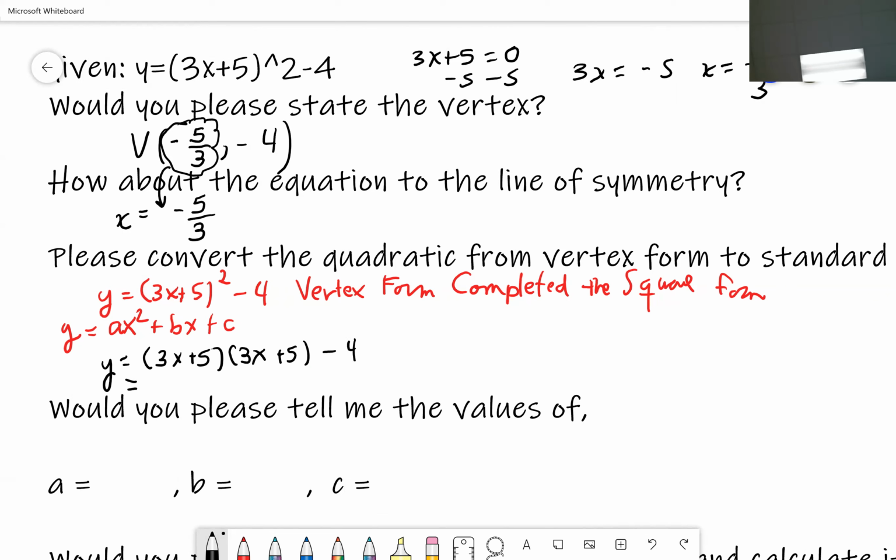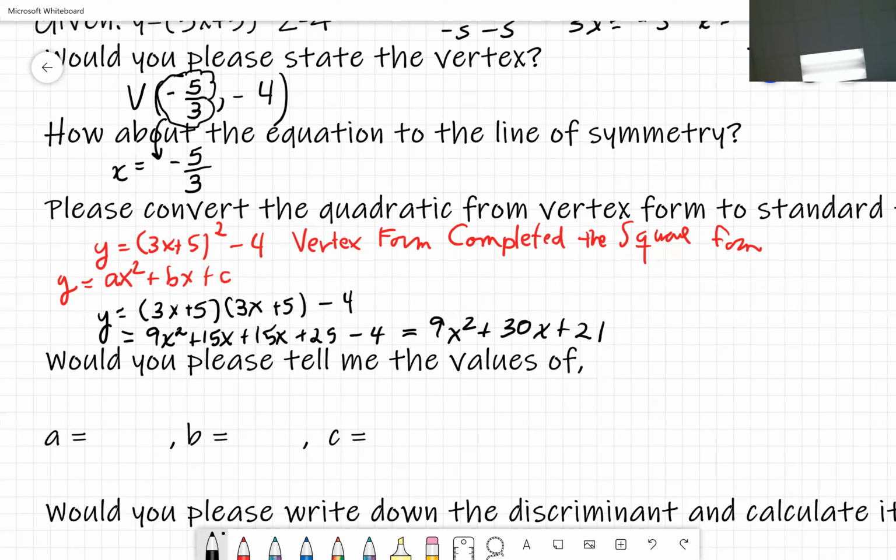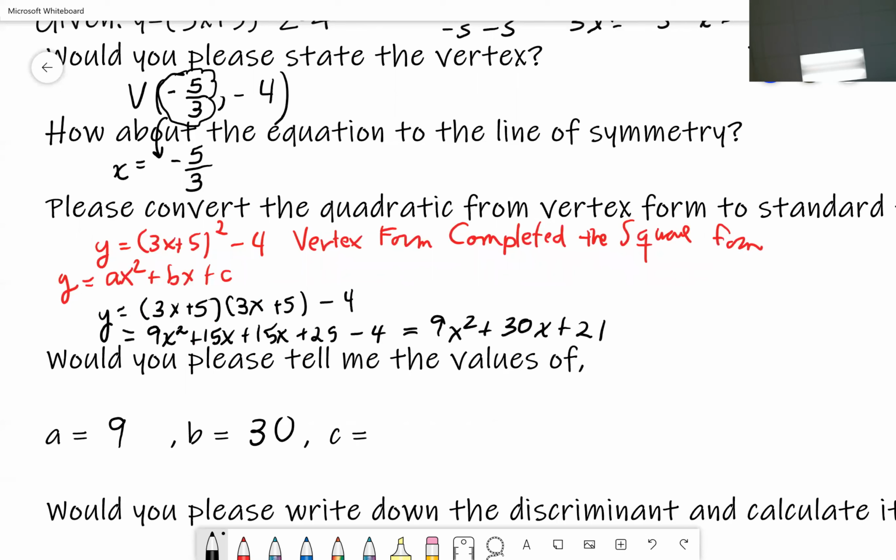You're going to go ahead and execute FOIL. 9x squared plus 15x plus 15x plus 25, and you're not going to forget about that 4. Therefore, you have 9x squared plus 30x plus 21. 25 minus 4 is 21. And you needed that to be correct because the rest of the problem was based off of that. Because now, would you please tell me the values of a, b, and c? You would have to write 9, 30, and 21.